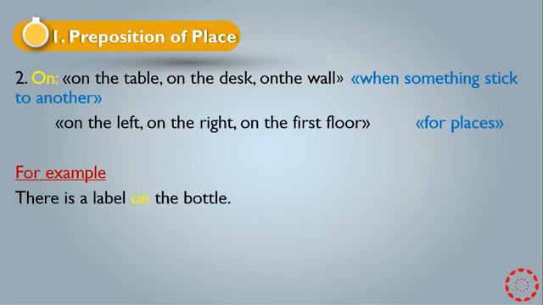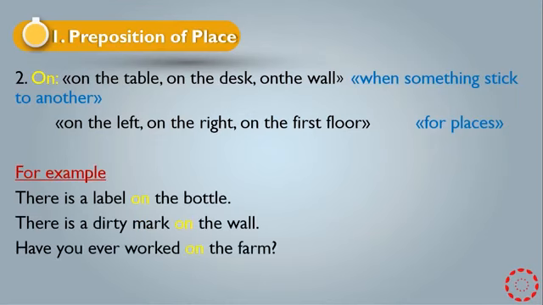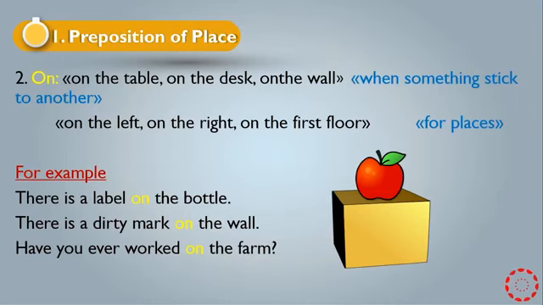For example, there is a label on the bottle. There is a dirty mark on the wall. Have you ever worked on the farm? Okay, so on is used when something is stuck to another thing.